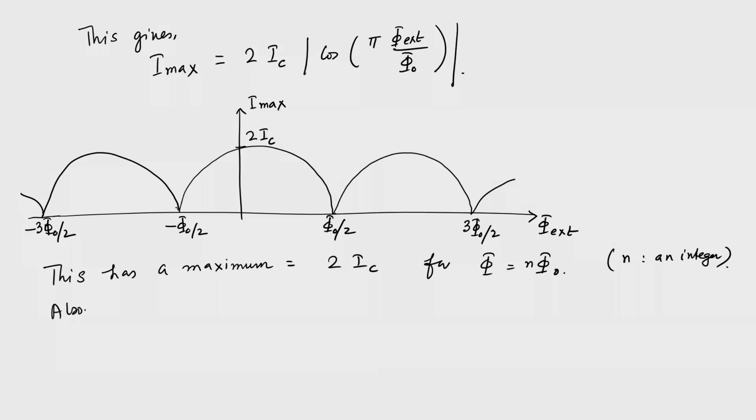So, also we see a minimum equal to 0 for phi equal to n plus half phi 0. Okay. So, these are the, n is an integer of course including 0. So, these are the current variation with respect to the flux, and as we have said a number of times that this variation of current is a periodic function of the flux, and there is a change in the external flux because of a change in magnetic field.